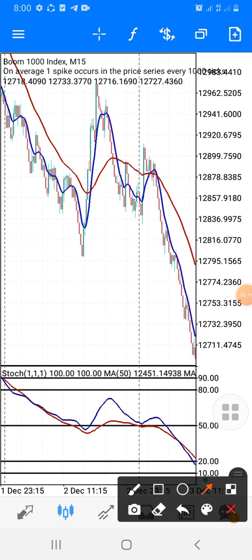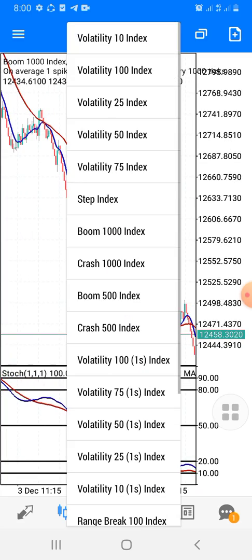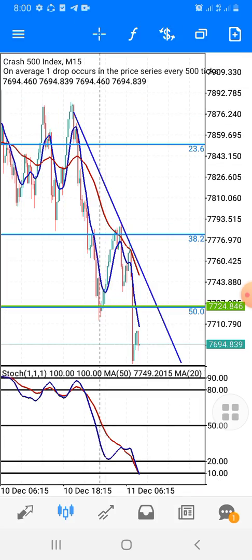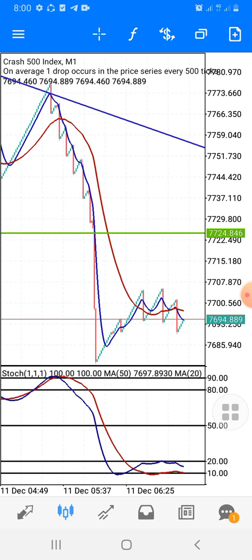Nice one here. You see that here? This is it. There's a crossover at this point, so one should just enter the market and take a good profit. So let us check on Crash 500 or Crash 1000. Now if you check on Crash 500 like this, what are we actually seeing?